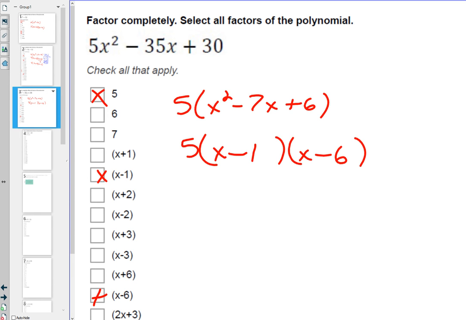I did it in my head, but what I did in my head was this: if A is 1 and C is 6, I'm looking for two numbers that multiply to give me 6 and add up to negative 7. Well, the only numbers that multiply to give me 6 are 1 and 6, and 2 and 3. If the 7 is negative, these have to be negative. If the 6 is positive, that means they have to be the same sign. So the only thing it could be is negative 1 and negative 6.